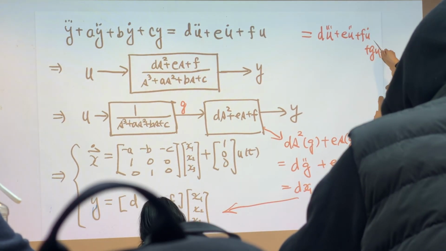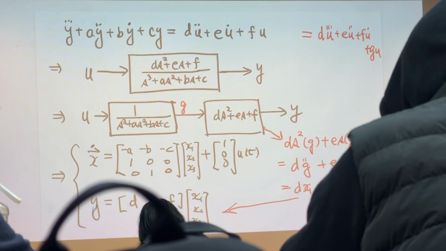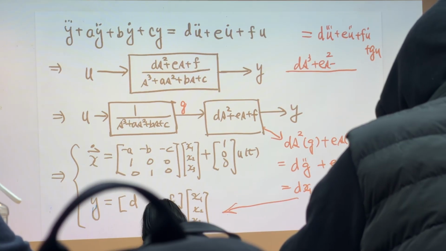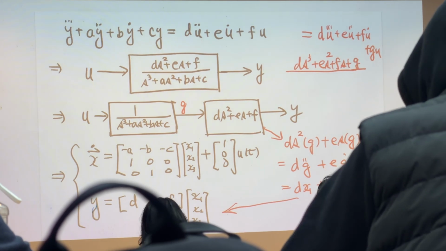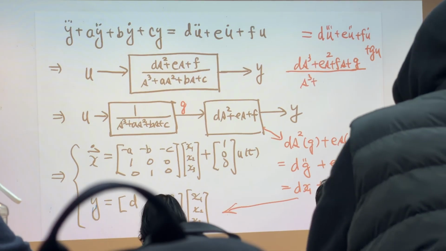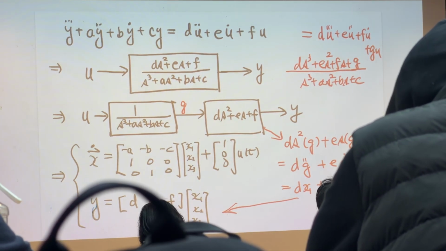even higher order differentiation, then that means my block diagram will become like this: d s cubic plus e s squared plus f s plus g, right? And then here, this s cubic plus a s squared plus b s plus c, right?